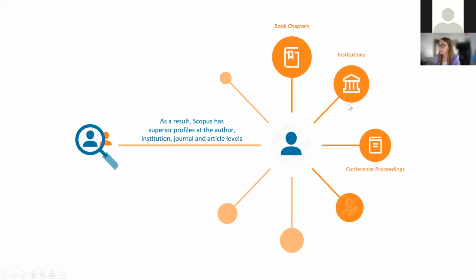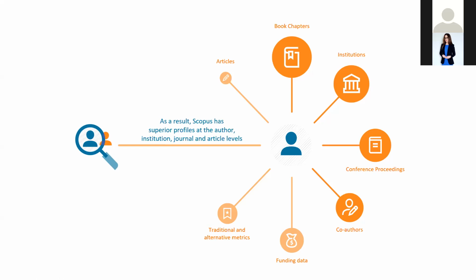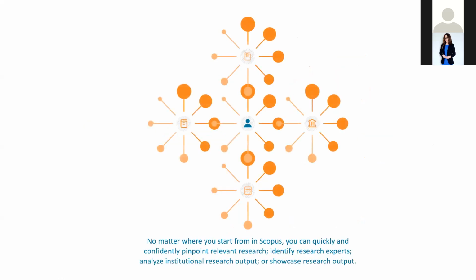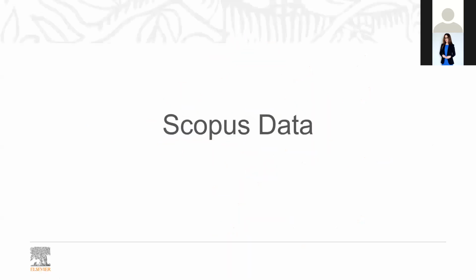Okay, so how does it result? Well, this allows us to trace relationships between researchers, output, and institutions, so that you can see how it's doing and who is doing the research around the world. And basically, no matter where you start from in Scopus, you can quickly and confidently pinpoint relevant research. You can identify research experts, analyze institutional research output, or showcase the research output.